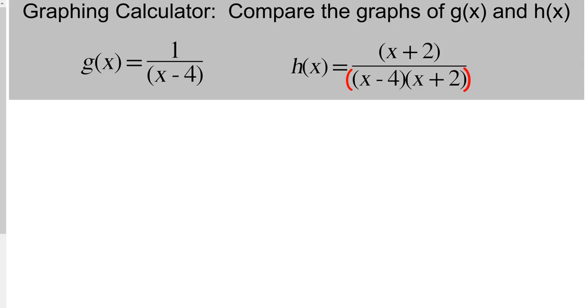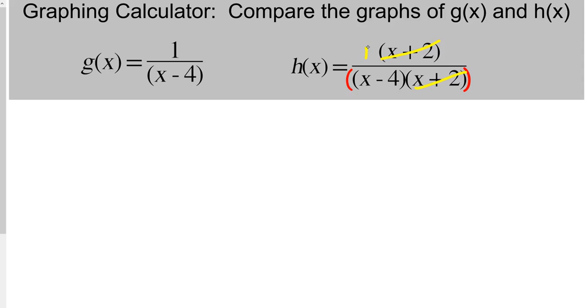So, are these graphs going to be different? And if so, how will they be different? One person might say, I don't think they're going to be different, because if I just cancel the x plus 2 on the top and the bottom, then they're actually the same thing. So that's a good hypothesis.